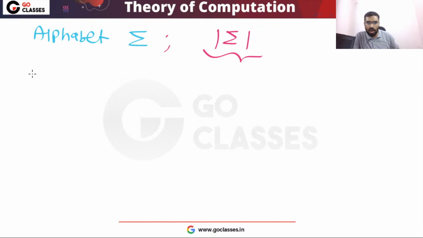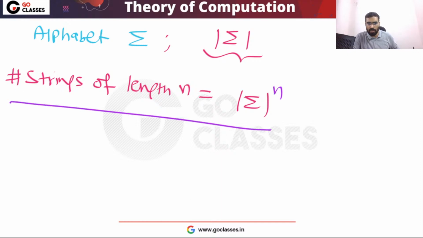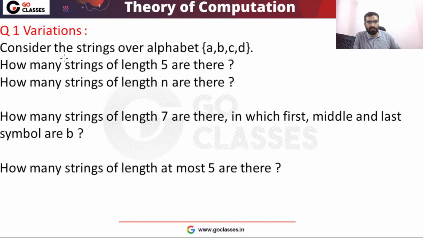Then I can say how many strings you can create. What is the number of strings of length n? That will be the cardinality of sigma power n. This will be your answer. You can take this as a note.